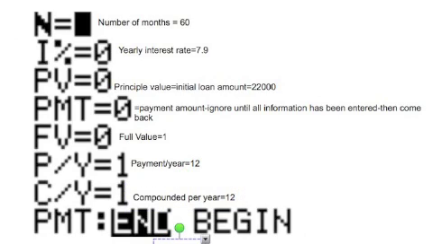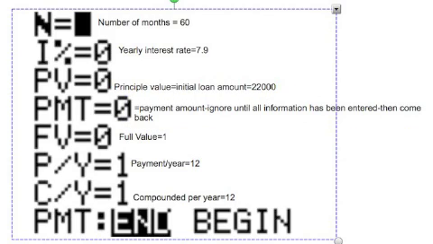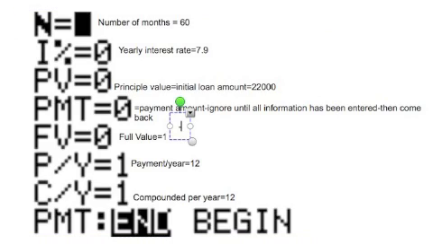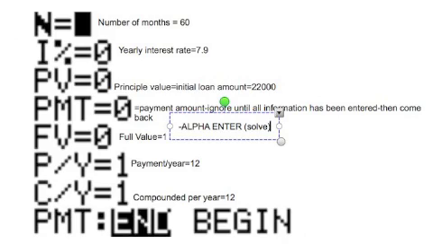PMT stands for payment. Are you paying at the beginning of the month or are you paying at the end of the month? We are going to leave it at the end of the month. Once all the information is entered, what you need to do is go back to the PMT and press alpha, enter, which represents solve, and it will give you the number that you need to pay every single month.